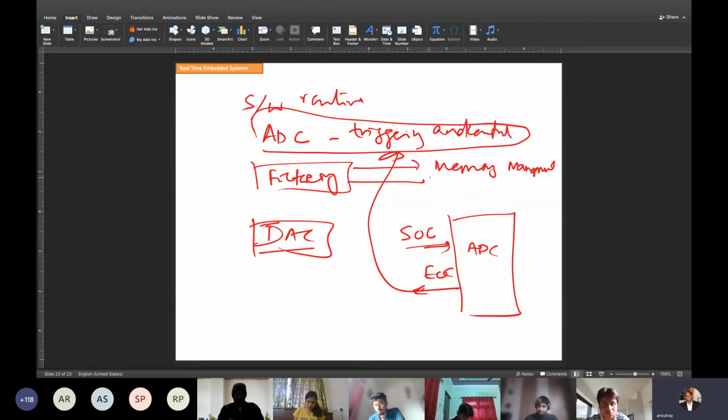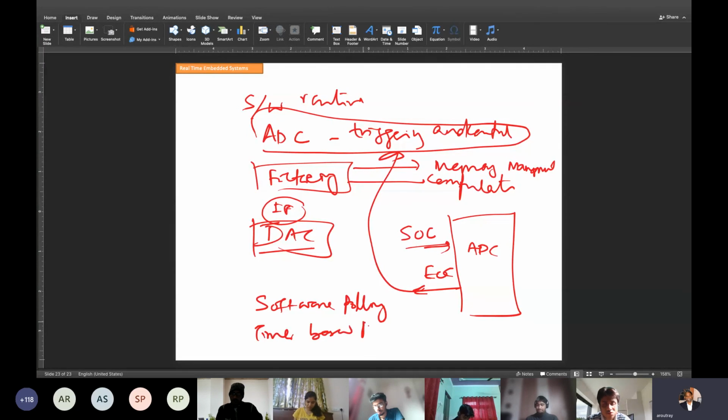And one part is computation. And DSC is just interface. So all these things, so ADC has to trigger. Triggering of ADC can be done in various ways. For example, there is something called software polling. Then timer based polling. We'll talk about each of them. So there are various ways you can do the triggering of ADC.